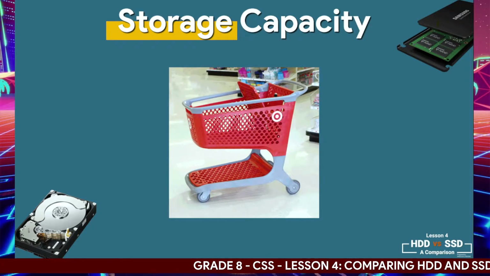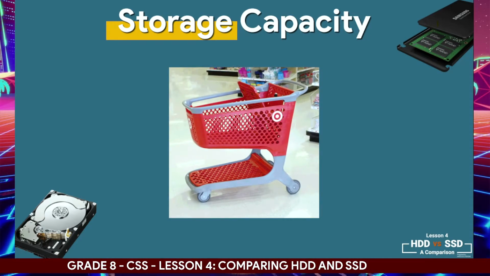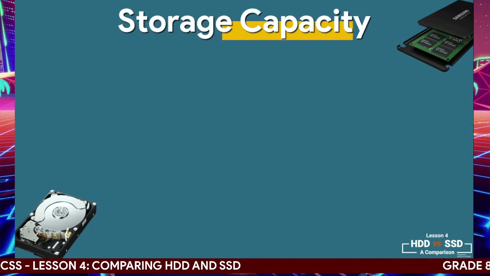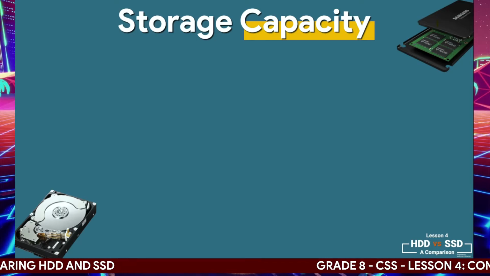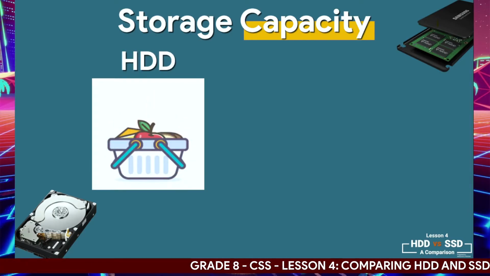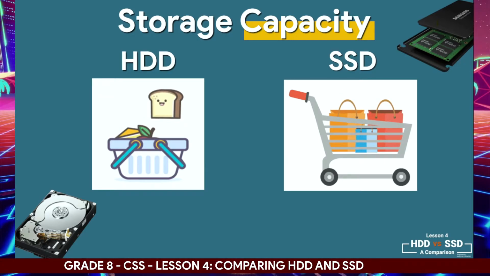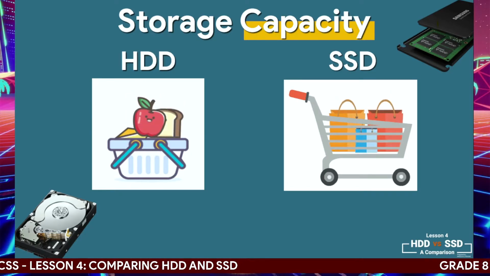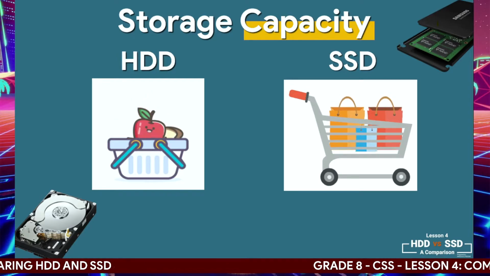Round 5. Storage capacity. Now, when we talk about storage capacity, this is your computer's ability to hold as many digital files as it can depending on its capacity. Now let's compare them according to their storage capacity. When you go to a market, which do you prefer? A basket or a pushcart? Perhaps some say it's the basket because you do not have much to buy. But some would say it's the pushcart because it can carry many groceries and it even has wheels.